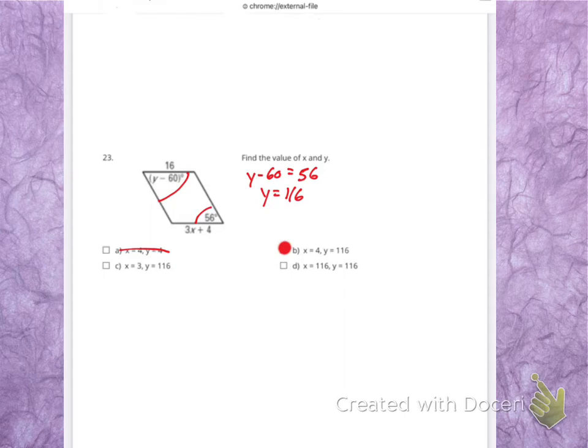Then for the x, these are parallel, right? And so that means the sides in a parallelogram are also congruent. So I would just do 3x plus 4 equals 16. 3x is going to be equal to 12. So then x is going to be equal to 4. So B is your answer.